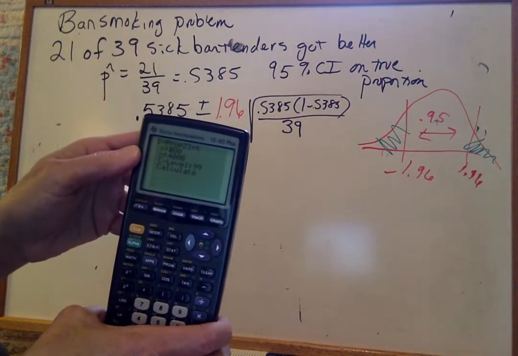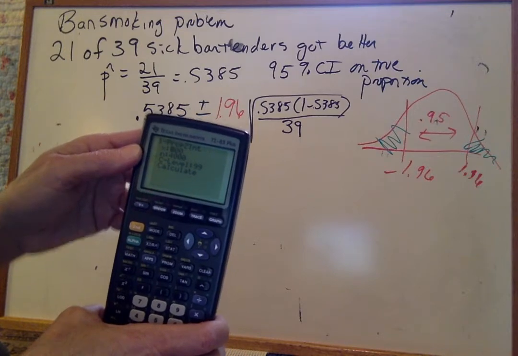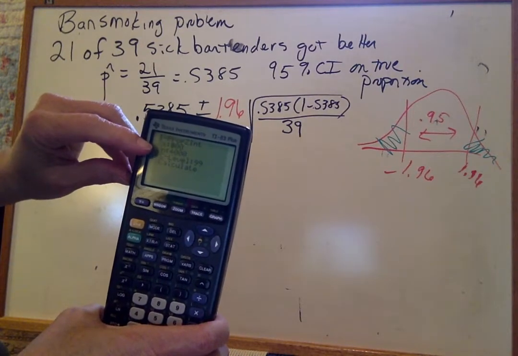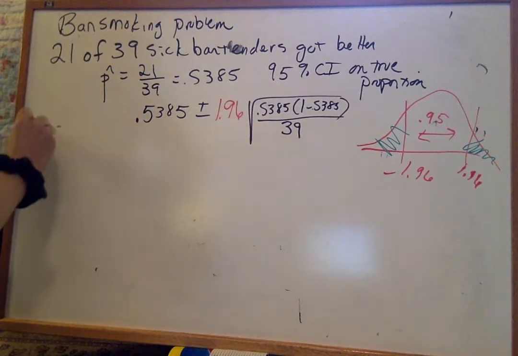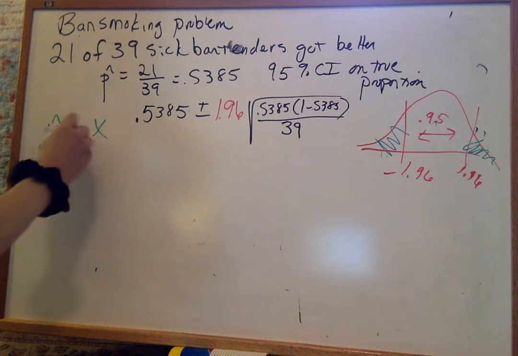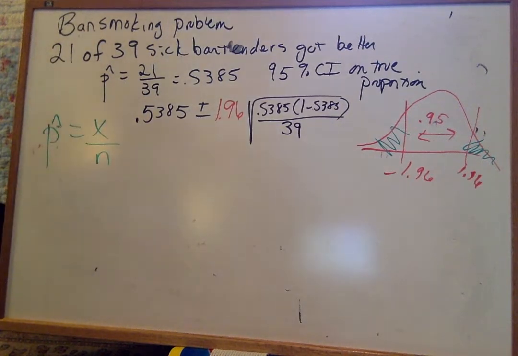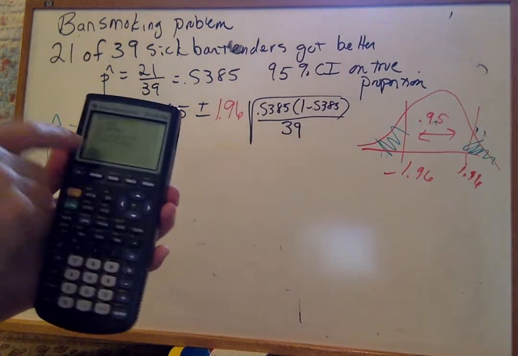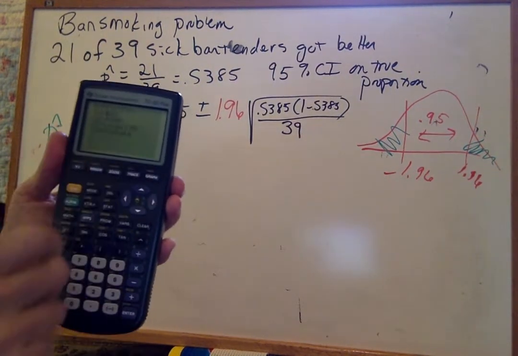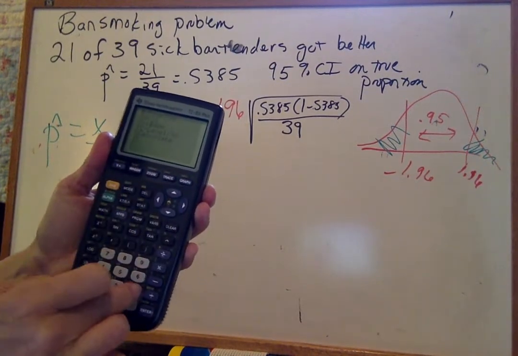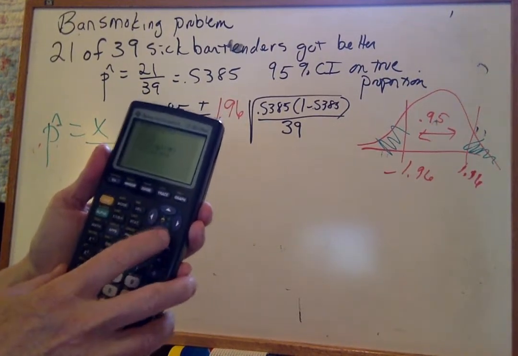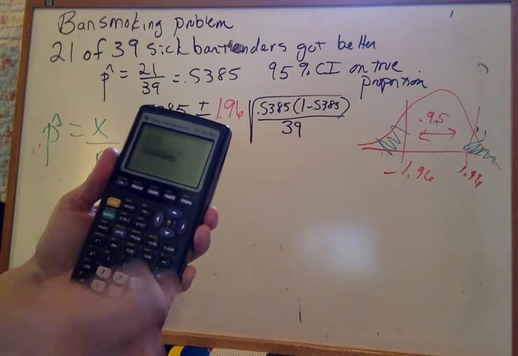But notice, the calculator does not ask you what p hat is. It asks you for x over n. Maybe I should write that. P hat is, just by definition, how many out of the total, right? So it asks for x and n. So our x on this problem is 21. Our n is 39. C-level, 95. Calculate.